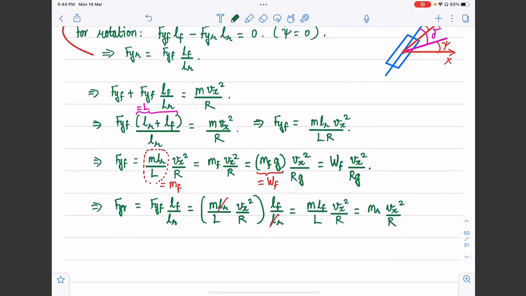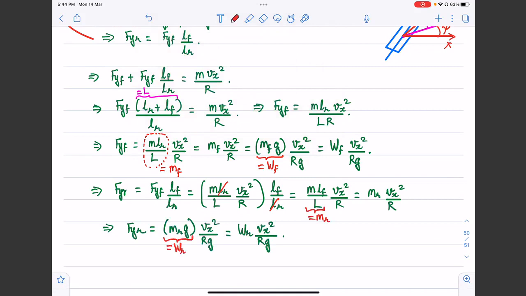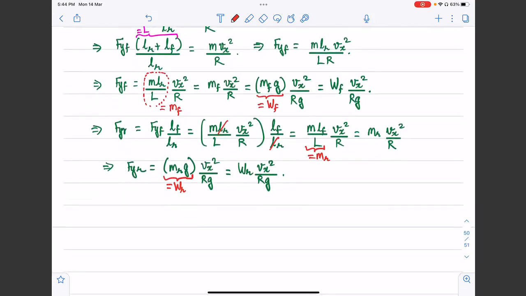Okay, Vx squared by R. And if we simplify it further, Fyr can be written as m subscript r g; I multiply and divide by the acceleration due to gravity. I will get this expression. This is nothing but Wr Vx squared divided by Rg. Okay, so I hope all these steps are clear, how we got this. So this is m subscript r, and m subscript r times g is Wr. Pretty straightforward, right? So we have got expressions for Fyf and Fyr.